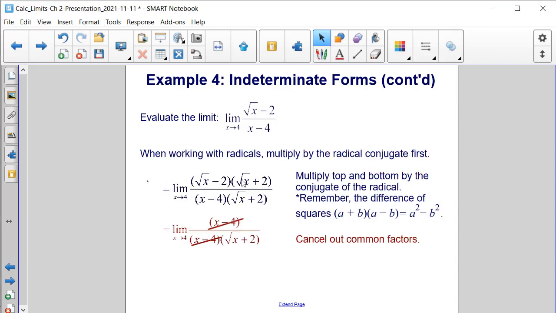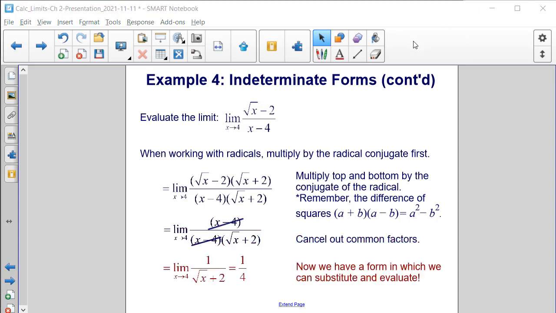And when we multiply the radical by its conjugate, we would get x plus 2 root x minus 2 root x, which cancel out, and then minus 4. So we have an x minus 4 in the numerator, and we have the x minus 4 in the denominator, and those common factors cancel each other out. And now we have a form in which we can substitute and evaluate the limit expression.